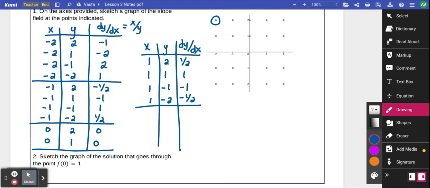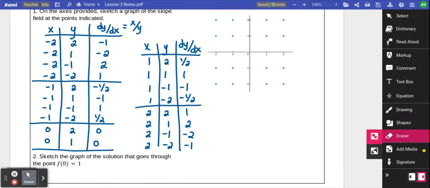And the last column, x is 2, y is 2, the slope is 1. X is 2, y is 1, the slope is 2. X is 2, y is -1, slope is -2. And then x is 2, y is -2, slope is -1. Once you've got all your slopes calculated, you just need to graph them.